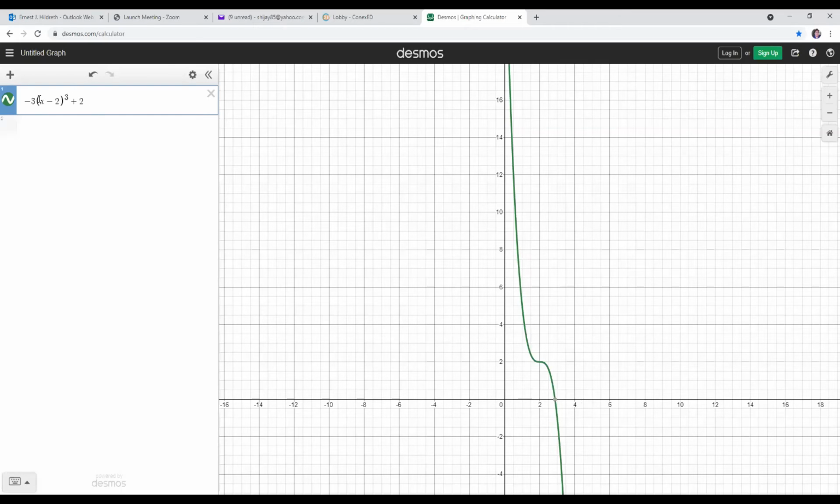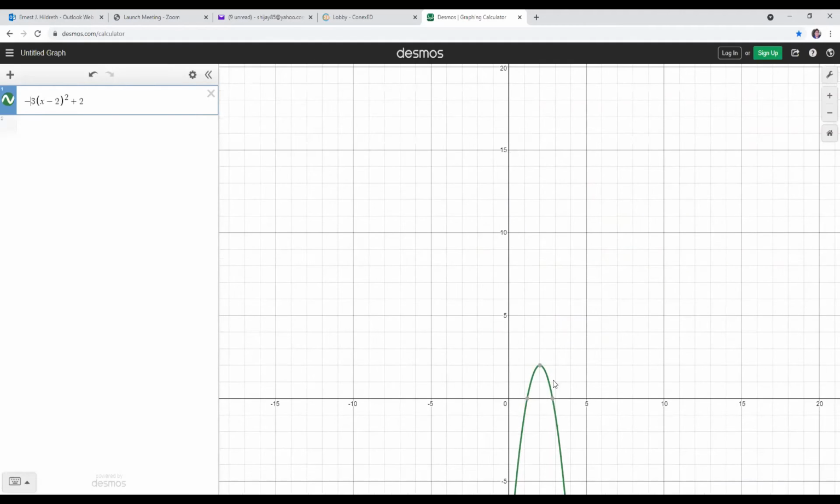And the same can be said with even numbers. So let's try a different one. We do square 2, and it's pointing upwards with the leading coefficient being positive. And if we do negative, it switches and it changes downward.